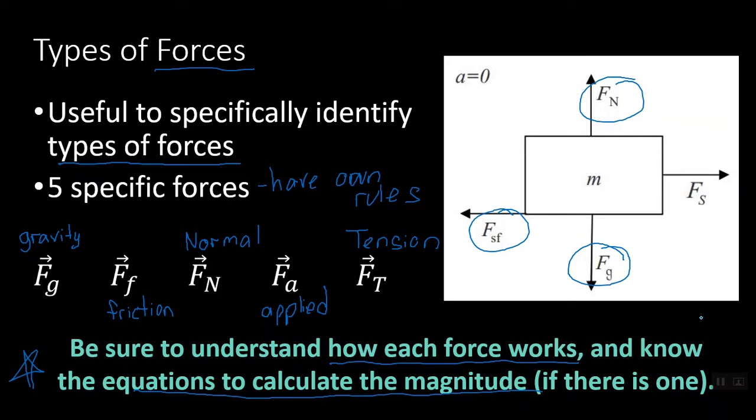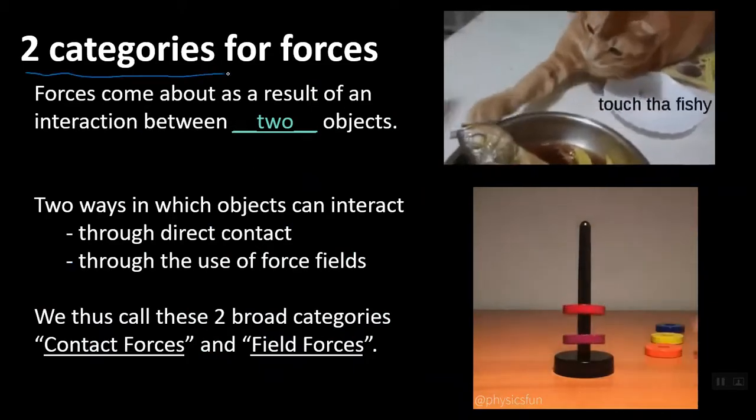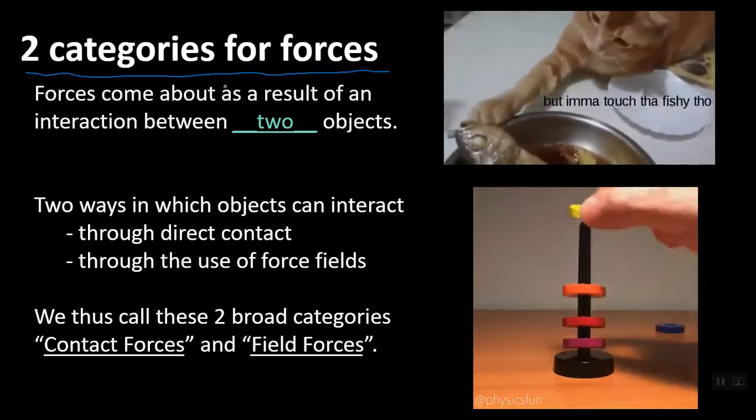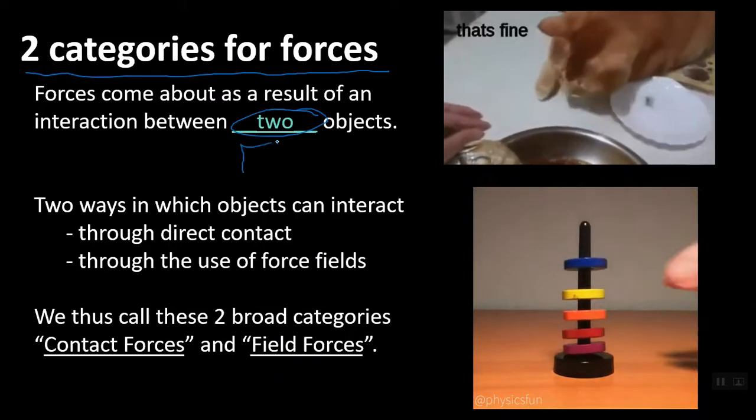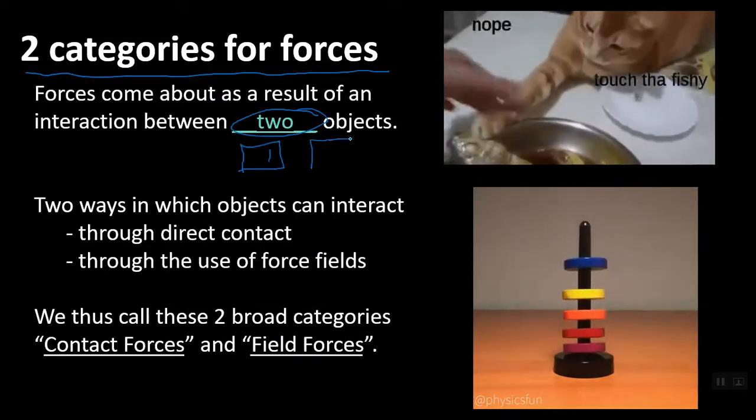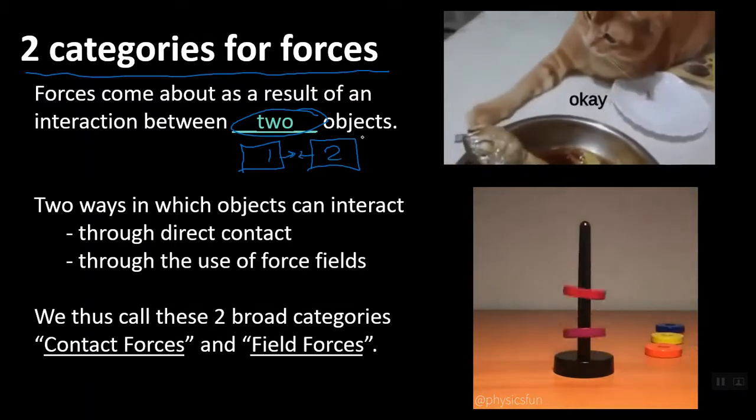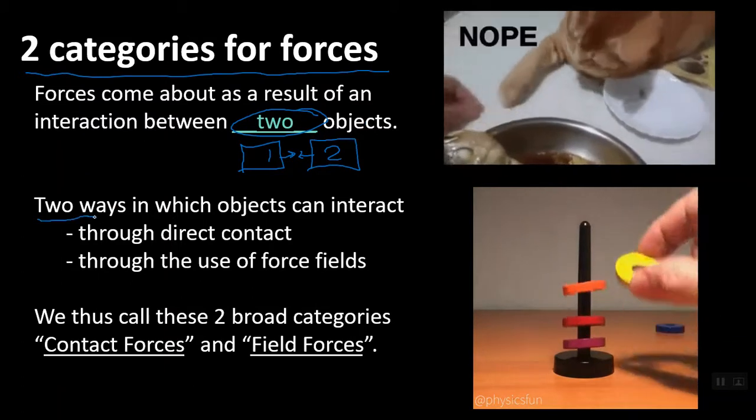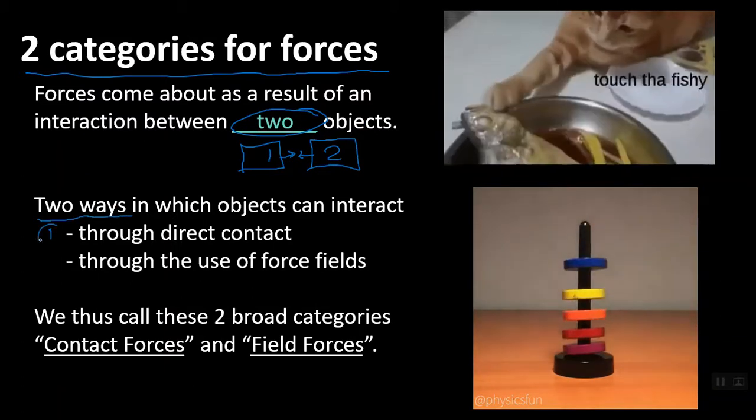To start out really broad, big picture, there are in general 2 categories for forces. So as a reminder, forces come about as a result of an interaction between 2 objects. 2 real-life physical objects that exist have to be interacting with each other in order for a force to occur. And there are 2 general ways in which objects can interact with each other. The first way is through direct contact.